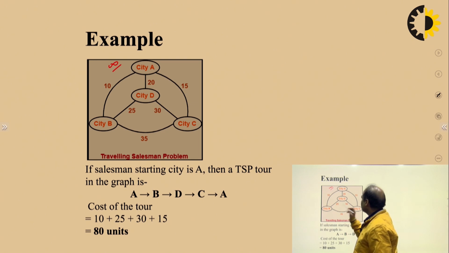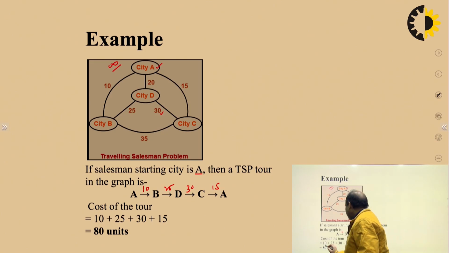So you see here, suppose the salesman starts from city A. Then a TSP tour in the graph could be A to B, which is 10. B to D is 25. D to C is 30, as given in the weighted graph. And then C to A is 15, because ultimately you have to come back to where you started. So the cost of this is 80.